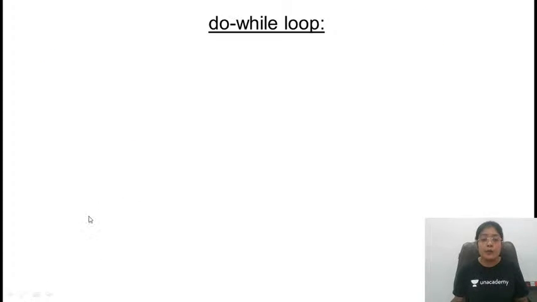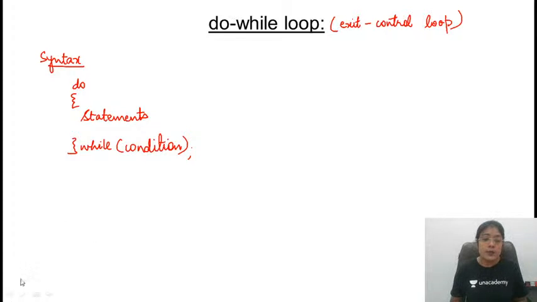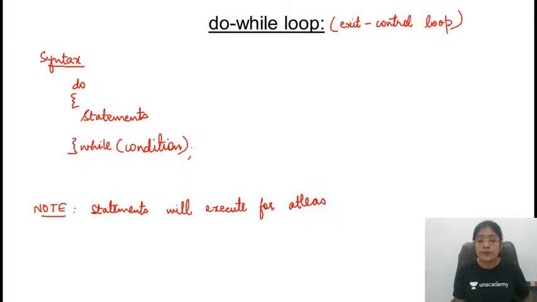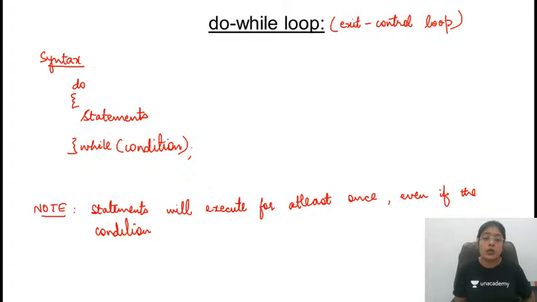Let's discuss one code. Let me write here. So how many times will the statements execute at least? Note, statements will execute at least once, because for the first time no condition is checked. So the statements will execute at least once even if the given condition is false. Since the condition is checked at the end, even if the condition is false in the beginning itself, the set of statements will execute once. This is the basic difference between the while loop and the do while loop.